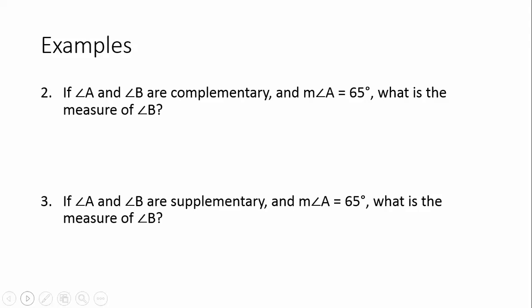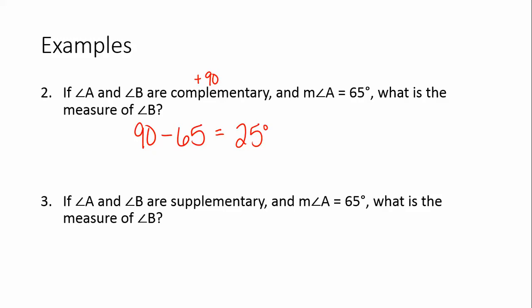Example 2 says that if angle A and angle B are complementary, remember that means that they add up to 90, and the measure of angle A is 65 degrees, what's the measure of angle B? So if they add up to 90, we know one of them is 65. We take 90 minus 65, and we get 25 degrees. So the measure of angle B is 25 degrees.